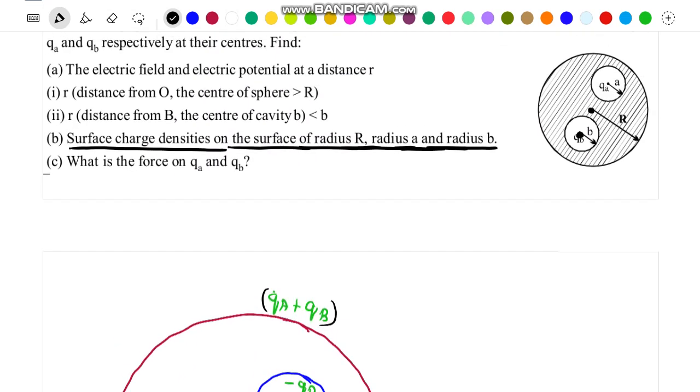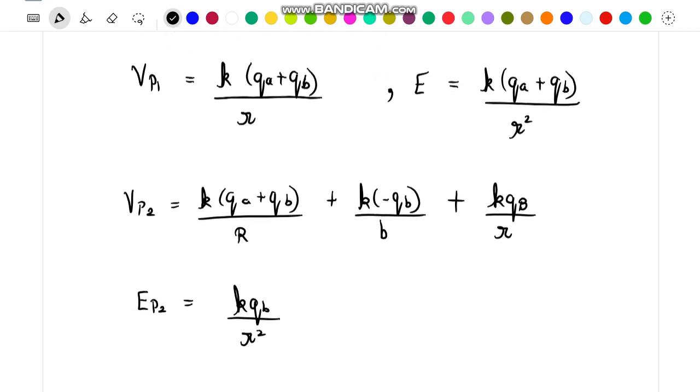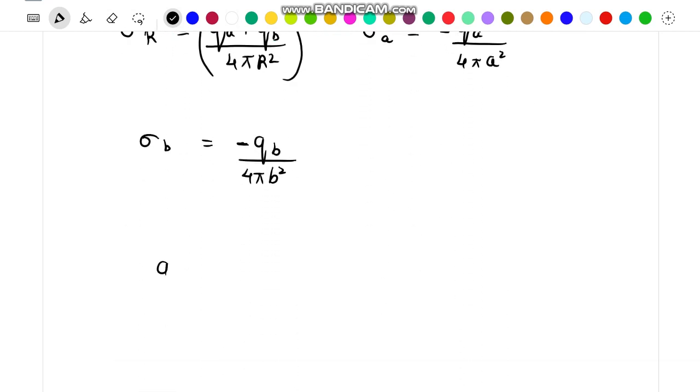And in the last part of the problem, what is the force on QA and QB? So we are being asked the value of net force on QA and QB. With the help of electrostatic shielding we can say that the value of forces on QA and QB will be 0. This is the answer to part C of the problem.